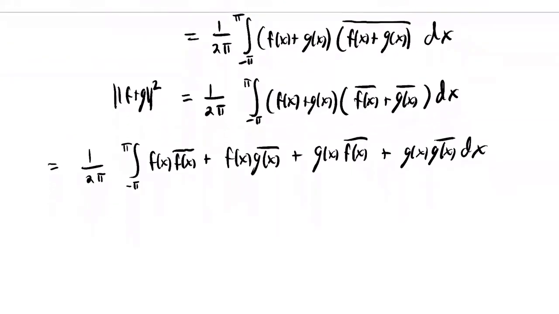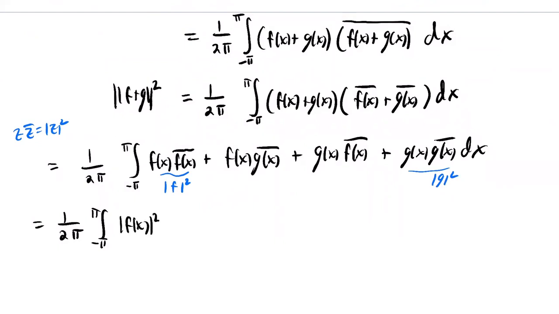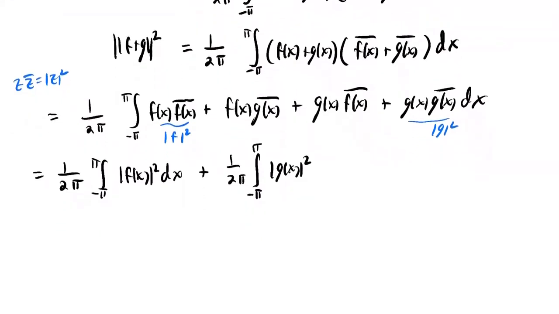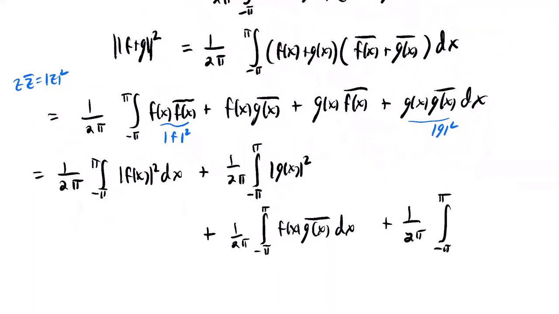And so I'm going to break up these integrals into different terms. So this is 1 over 2 pi. Well, I have the first thing. Notice this is just the absolute value of f squared, because z bar is equal to absolute value of z squared. And similarly, this is the absolute value of g squared. So I have these two terms, the absolute value of f of x squared dx, and let me bring the other term g in the front: the integral from minus pi to pi, 1 over 2 pi times the absolute value of g of x squared. And then I have the two remaining terms. My first term is the integral from minus pi to pi of f of x times the conjugate of g dx. And then finally, 1 over 2 pi times the integral from minus pi to pi of g of x times f bar of x.